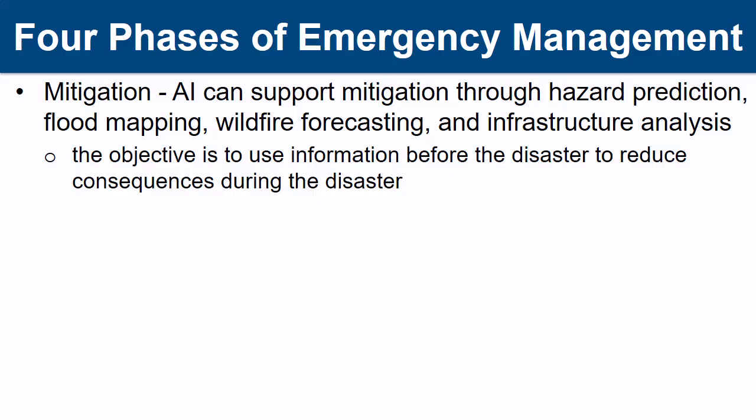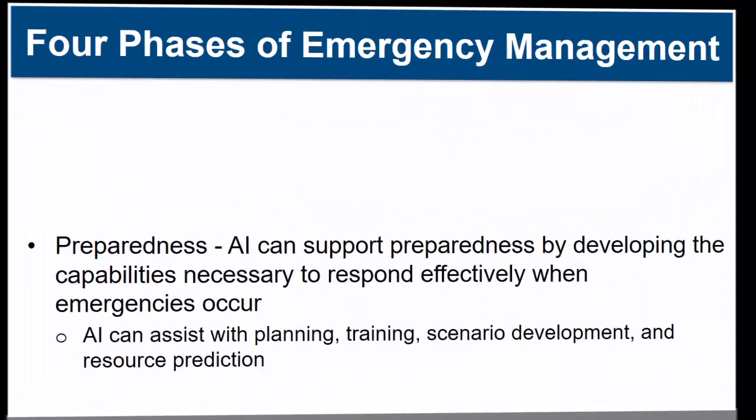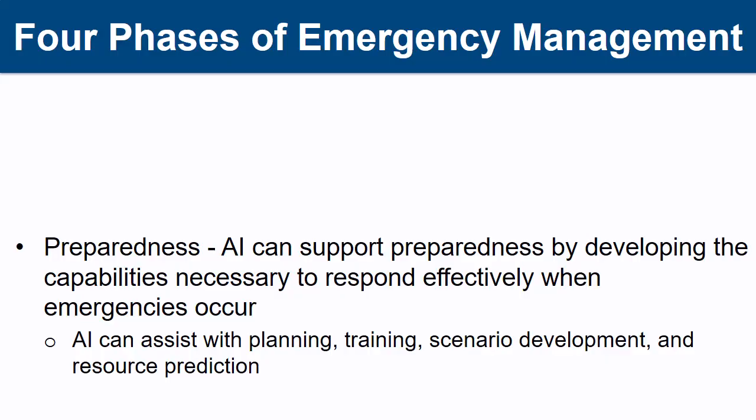AI can also assist with infrastructure analysis. Transportation systems, bridges, electrical networks, water systems, hospitals, and communications infrastructure can be evaluated to identify potential vulnerabilities. The objective is straightforward. Use information before the disaster to reduce consequences during the disaster. The second phase is preparedness. Preparedness involves developing the capabilities necessary to respond effectively when emergencies occur.